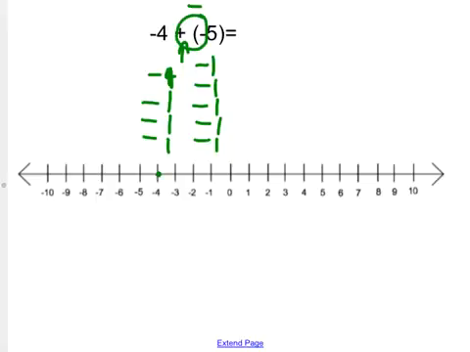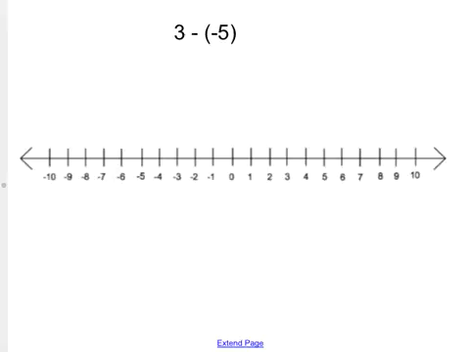Okay, directionality on the number line, I'm adding negatives. So that means I'm going to be going to my left, and I end up with -9. Okay, let's look at one more example.